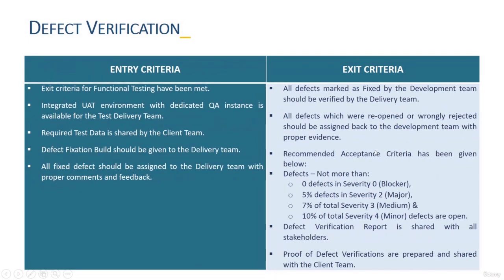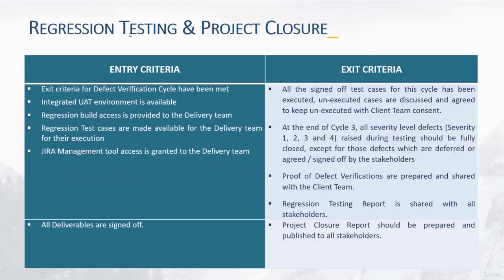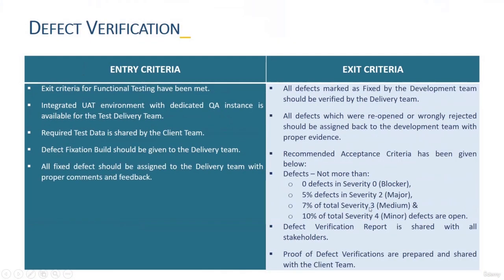so that the customer will be able to know when we are going to close our cycle 1. And then for the defect verification cycle, again we are specifying the exit criteria: the integration environment, dedicated instances for the QA, and required test data should be shared by the client team, and there should not be any kind of blocker, zero defects, and the defect severity major and medium should not be more than 5% and 7%. And in the similar way, 10% of the total minor issues or defects are open.